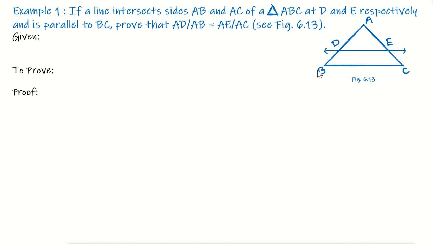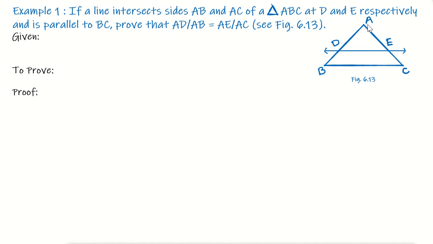Let's read and understand the problem now. If a line intersects sides AB and AC of a triangle ABC at D and E respectively and is parallel to BC, prove that. So the line is given. We have to prove this statement, that is AD by AB is equal to AE by EC. See the figure 6.13. This is the figure.